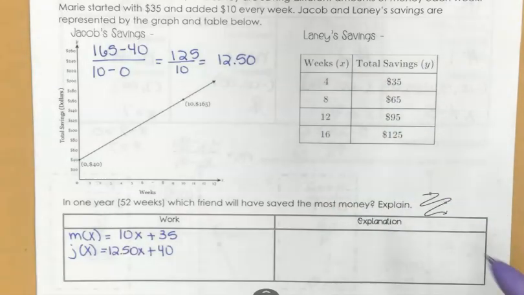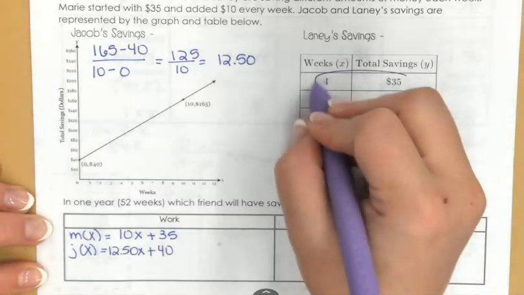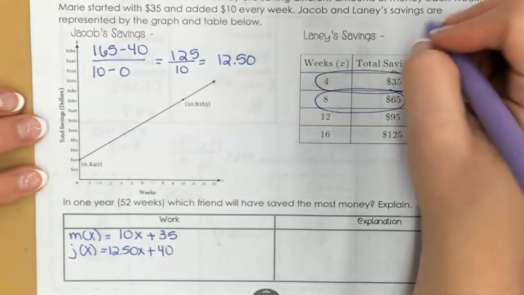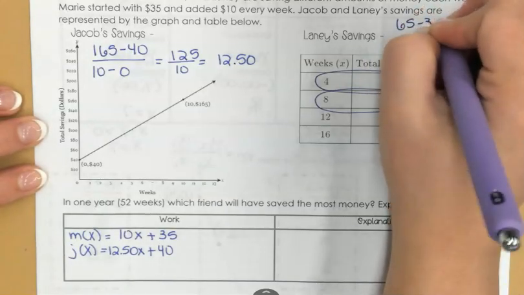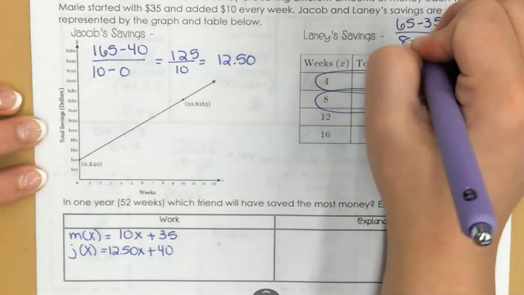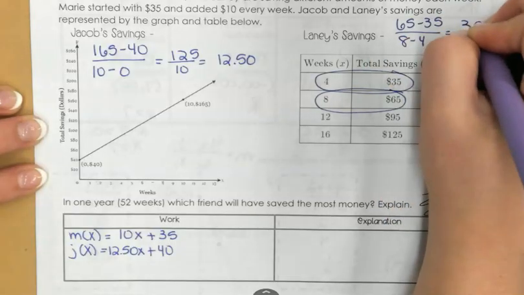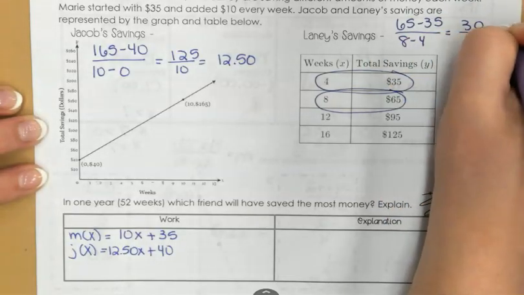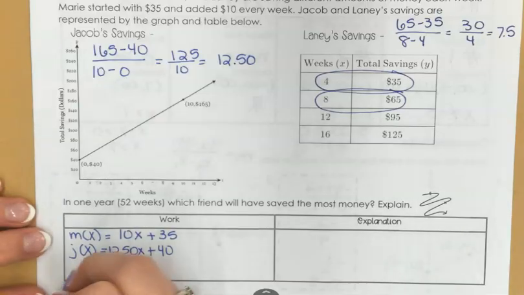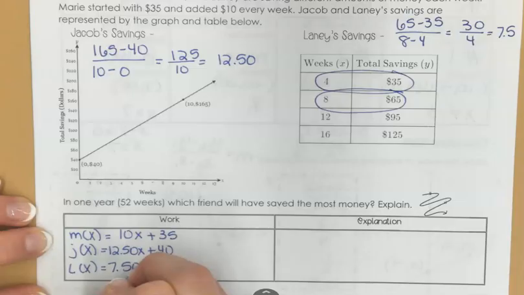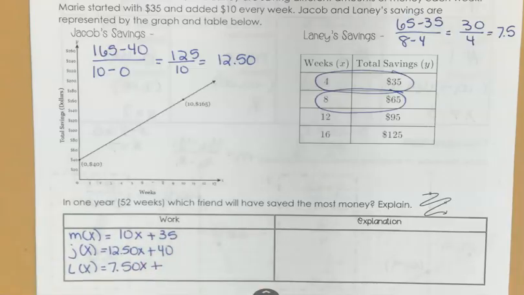Now lastly, with Lainey, we are given a table, so kind of like what I had to do with Freddie's Taxi Cab Company, I first need to find the slope between 2 points. So Lainey is adding $7.50 to her bank account or piggy bank every week, and I just need to now figure out how much she started with.